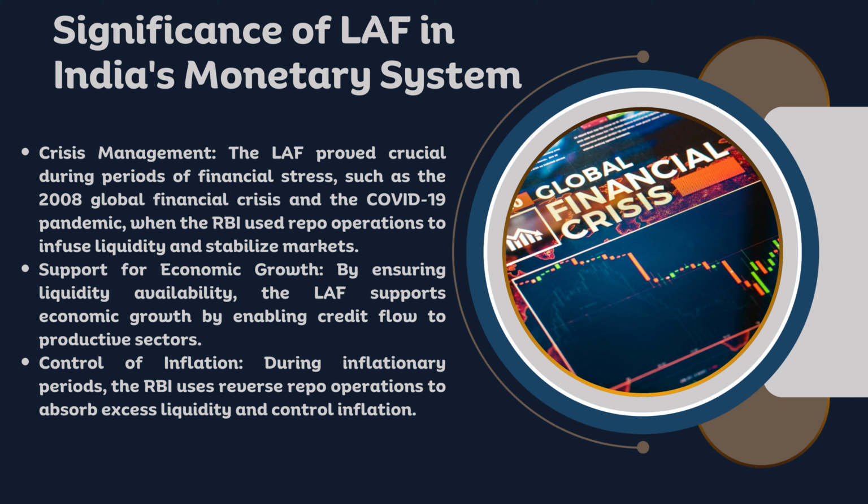The LAF proved crucial during periods of financial stress, such as the 2008 global financial crisis and the COVID-19 pandemic, when the RBI used repo operations to infuse liquidity and stabilize markets. Support for economic growth. By ensuring liquidity availability, the LAF supports economic growth by enabling credit flow to productive sectors. Control of inflation. During inflationary periods, the RBI uses reverse repo operations to absorb excess liquidity and control inflation.